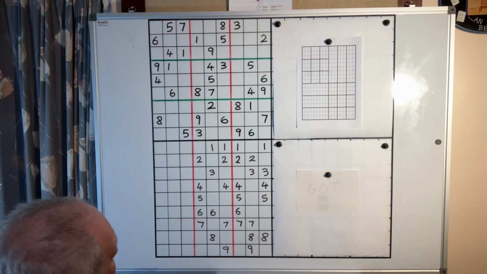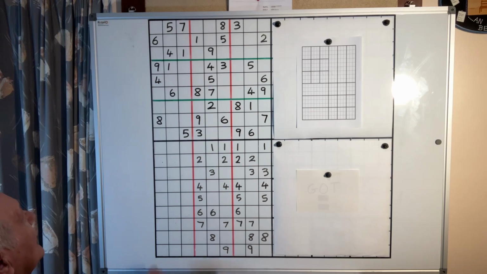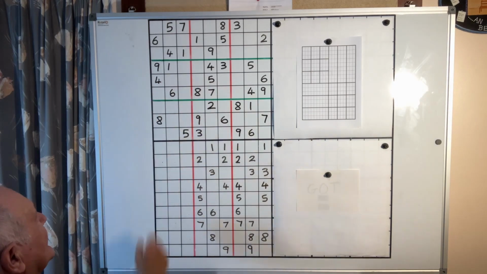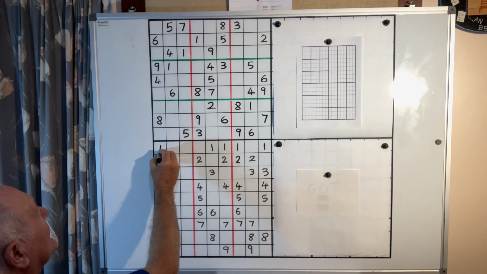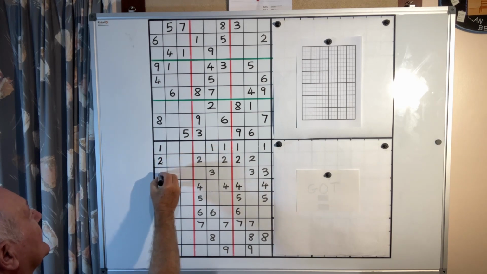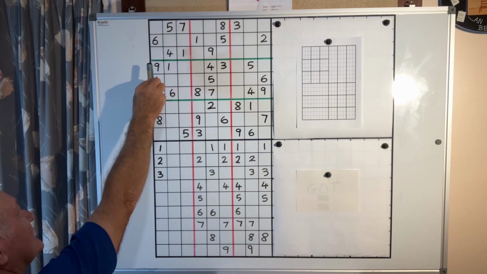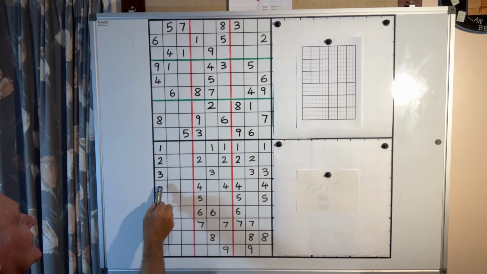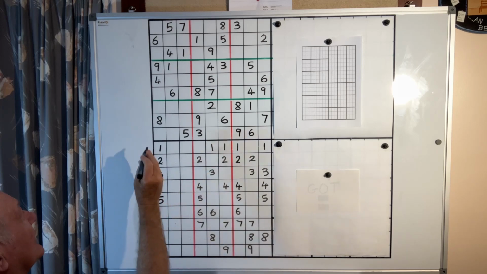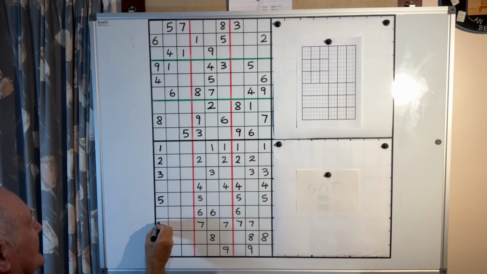Remembering that these are the numbers we want. We want a 1, we want a 2, we want a 3. We don't need a 4 or a 6 or an 8 or a 9. So I'm going to leave the 4 blank. We want a 5, we don't want a 6, but we do need a 7, and remember we don't want an 8 or a 9, so we leave them blank.